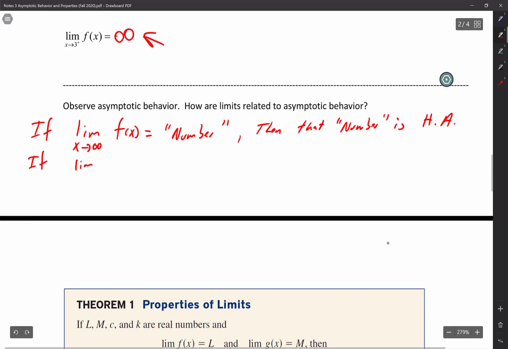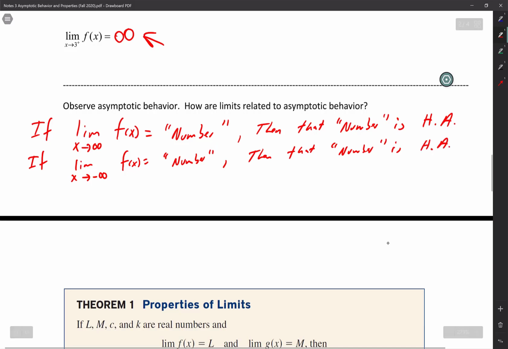If the limit as x approaches negative infinity of some function equals a number, then that number is a horizontal asymptote. Now there's going to be situations where you only have one horizontal asymptote in one direction, but you don't on the other. That happens several times, guys, especially when you have piecewise functions. You can have like negative x squared for x less than 0 and 5.